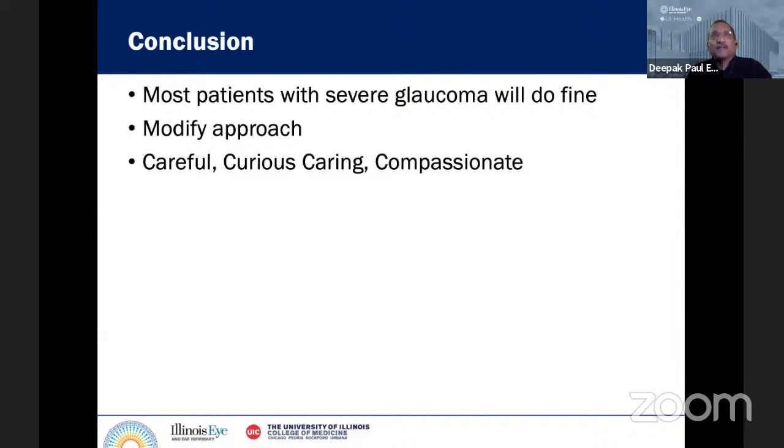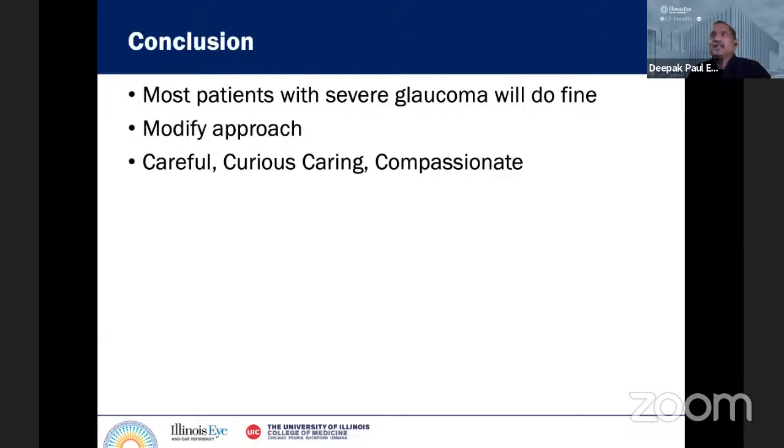But you really need to modify your approach on how you approach these patients. You need to be careful as you look at them, modify your approach. You need to be curious. What I mean by curious is you need to really mentally think on how to deal with these patients, how to deal with progression, to figure out if there's really progression. You need to be caring for these patients. Make sure you understand that you care, to show that you do care about them, and provide them not just care, but compassionate care. And you'll have patients who are grateful for what you're doing to them.